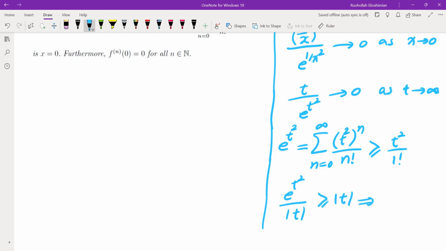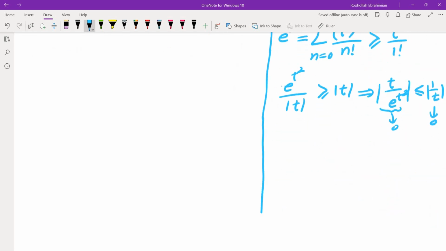And then I flip it, so I get t over e to the t squared in absolute value is less than or equal to 1 over t. And since t goes to infinity, this goes to 0. And then by comparison lemma, this would also go to 0. So that's the process for showing that f prime of 0 is 0.